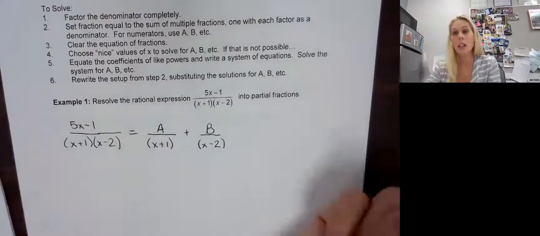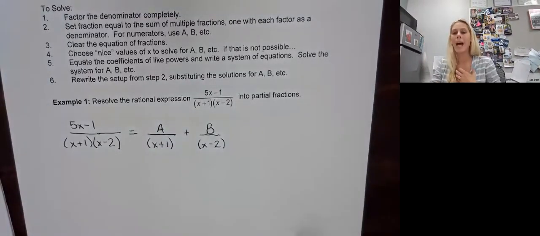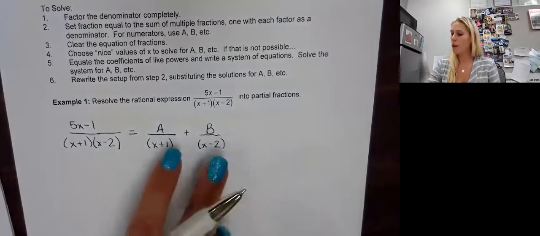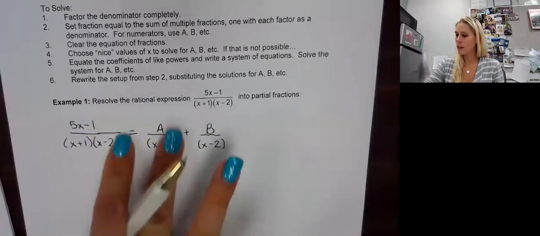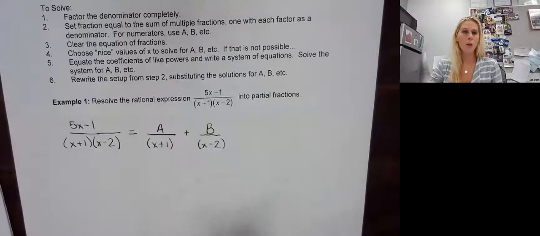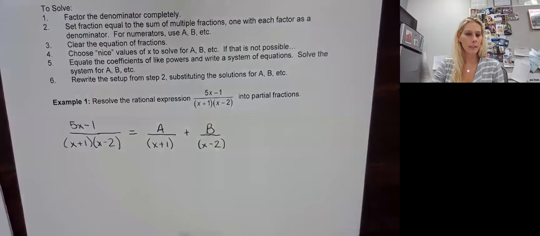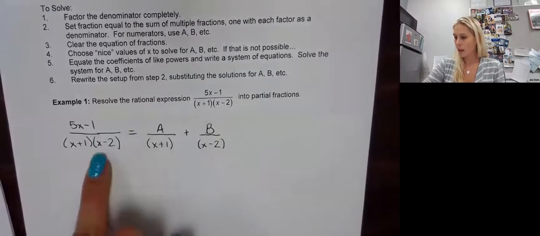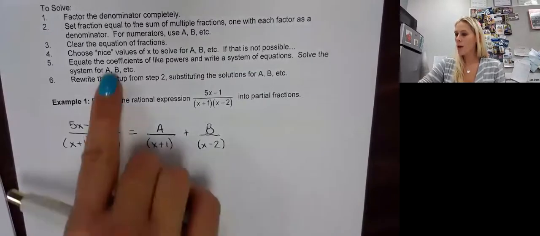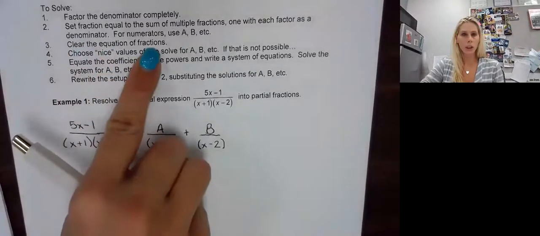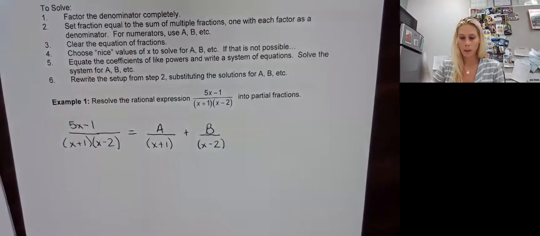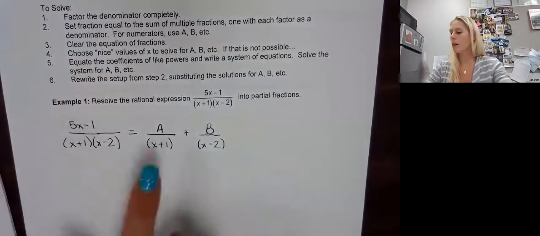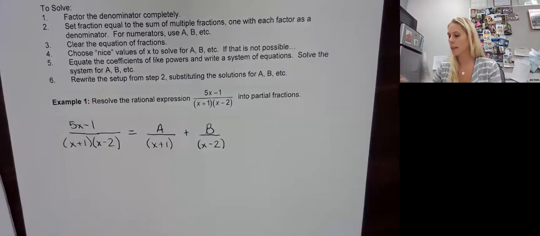And we are now going to solve for A and B to allow us to figure out what two rationals added together give us this 5x minus 1 over x plus 1 times x minus 2. Okay, now we rewrote it. So we have the factors. Now what we're going to do is clear the equation of fractions. So if we look, we need a common denominator of this x plus 1 times x minus 2.